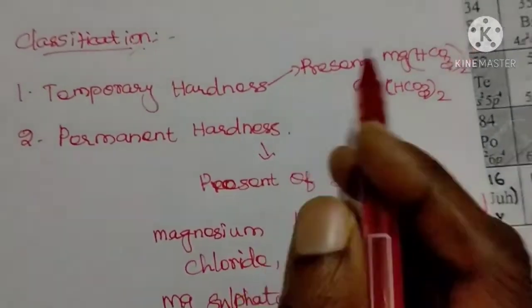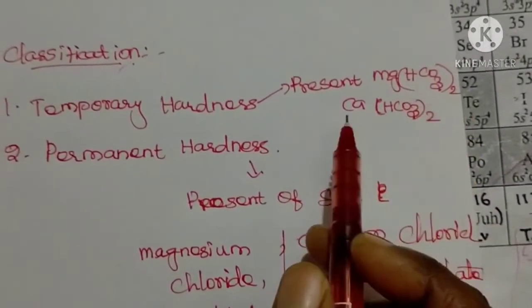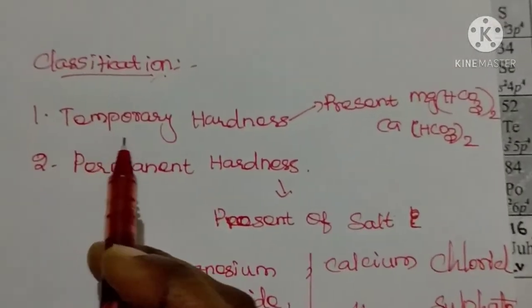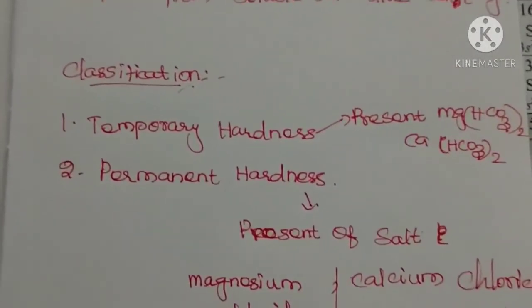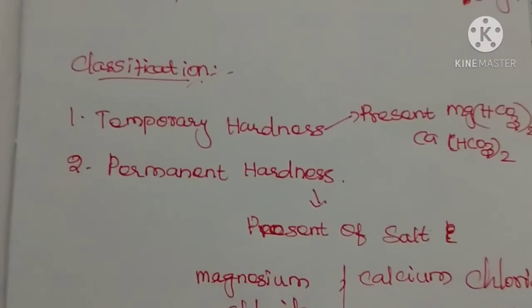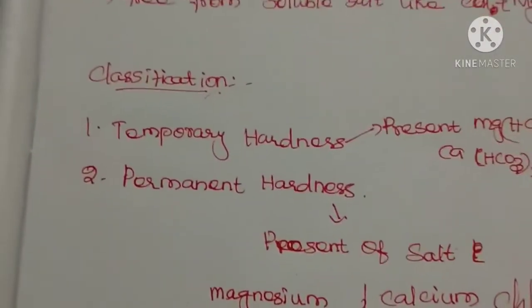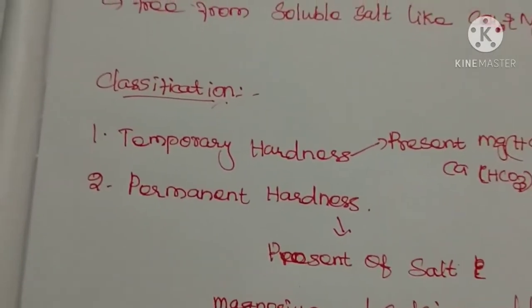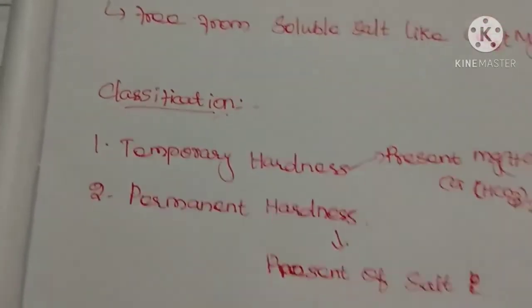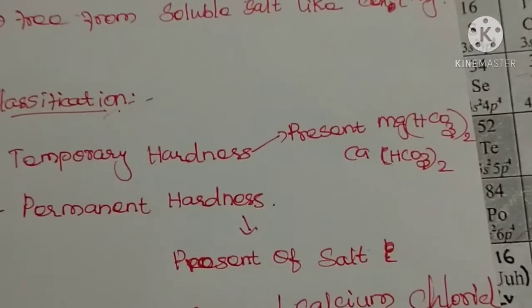is known as permanent hardness of water, the permanent hard character of water. And the presence of magnesium bicarbonate and calcium bicarbonate salts in water is known as temporary hardness of that water.